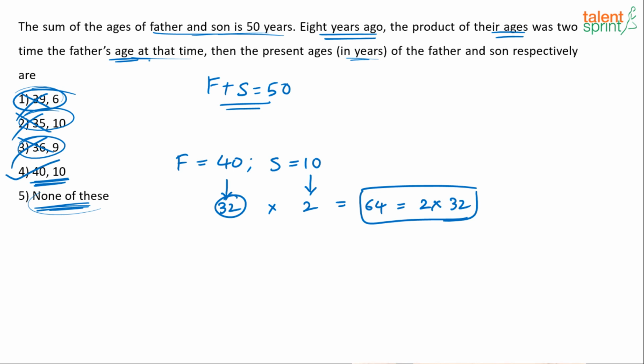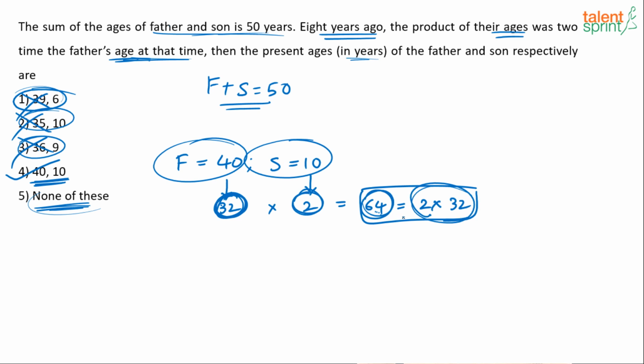Are you getting the point? I have assumed option 4 to be correct. According to option 4, father is 40, son is 10. 8 years ago, the ages will be 32 and 2 respectively: 40 minus 8, 10 minus 8. Now he says 8 years ago, the product of the ages, 32 into 2, was 64. This was equal to 2 times the father's age at that time. Father's age at that time was 32. So 2 times 32 is 64. 64 and 64 balanced? Yes. If it is balanced, then option 4 has to be the answer. It is satisfying all the conditions that you have given. You gave me 2 conditions there. Option 4 satisfied both conditions. That's it. Why would I worry about none of these now?